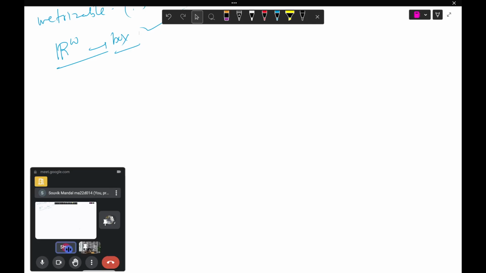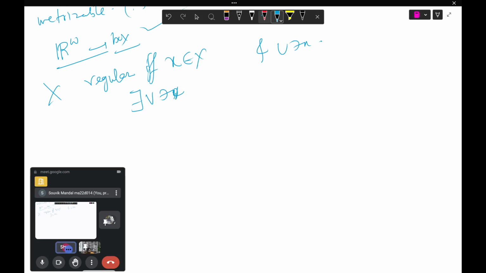Sir, a space X is regular if and only if for any point x in the space X and any neighborhood U of x, there exists an open set containing x such that x belongs to that set, which is a subset of its closure, and that will be a subset of U. Okay, it's very nice, very nice.